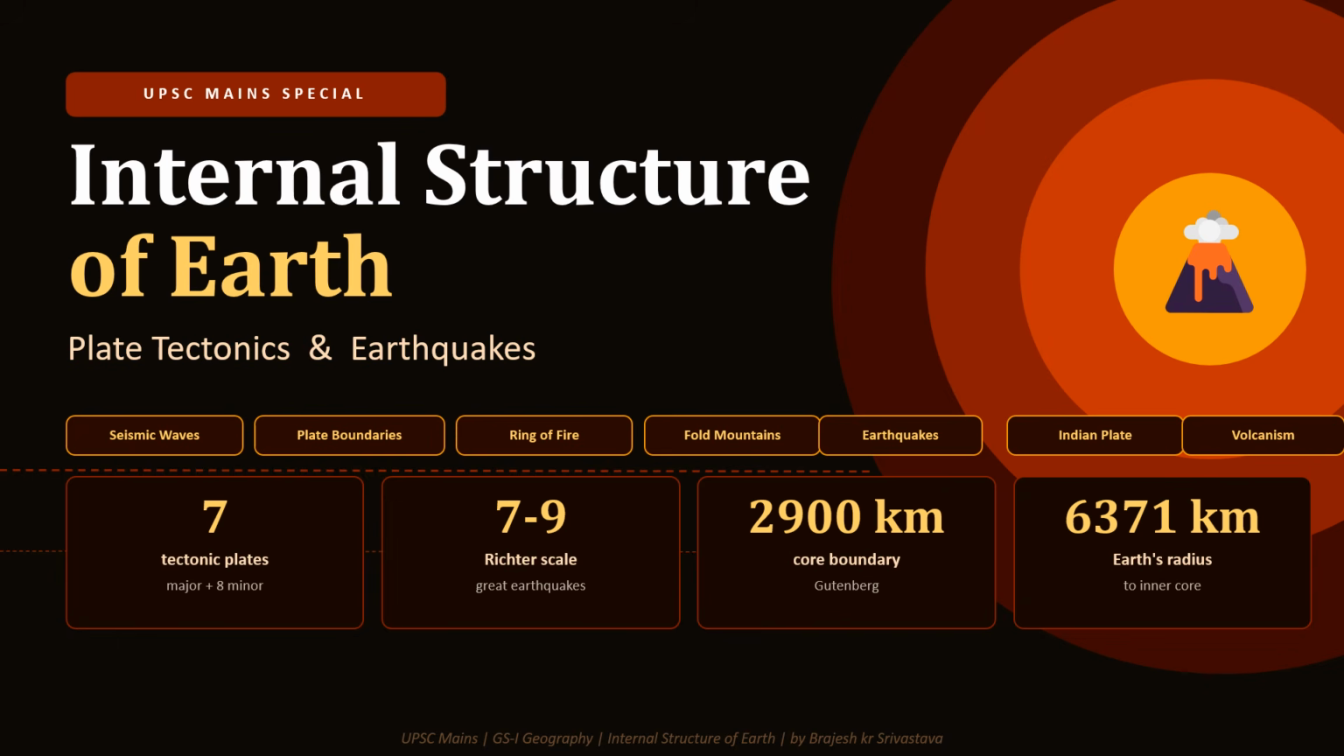Notice the four statistics on screen: seven major tectonic plates, great earthquakes reaching magnitude 7 to 9 on the Richter scale, the Gutenberg discontinuity at 2,900 kilometers depth, and the Earth's total radius of 6,371 kilometers. These four numbers alone will appear in your UPSC answers multiple times. So let us begin our journey from the surface of the Earth all the way down to its solid iron core.